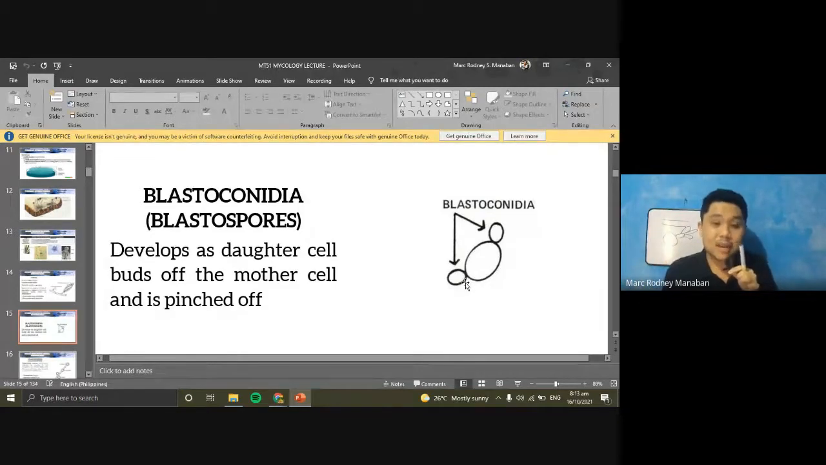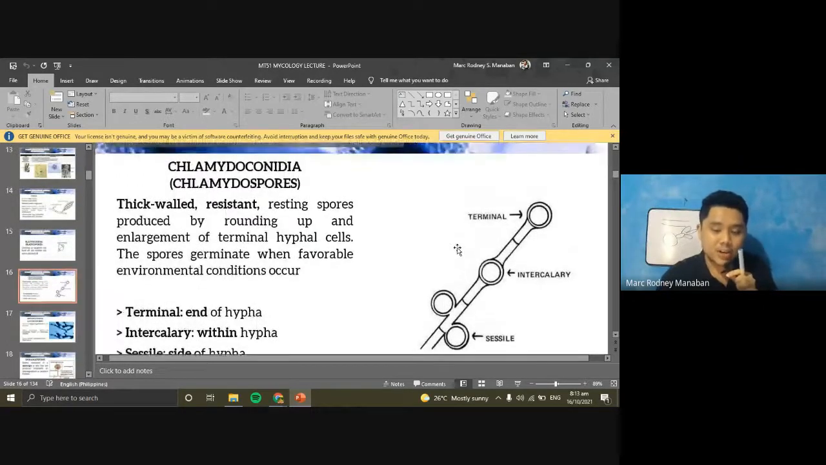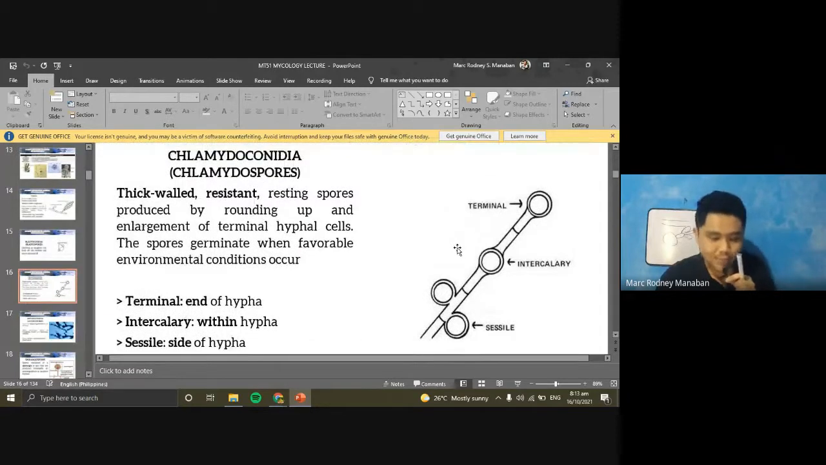Okay. That's for Blastoconidia. Again, usually seen in yeasts, the yeast cells. Next, you have your Chlamydoconidia. Your Chlamydoconidia are usually thick-walled and resistant, and they may round up and enlarge in the hyphal cells.